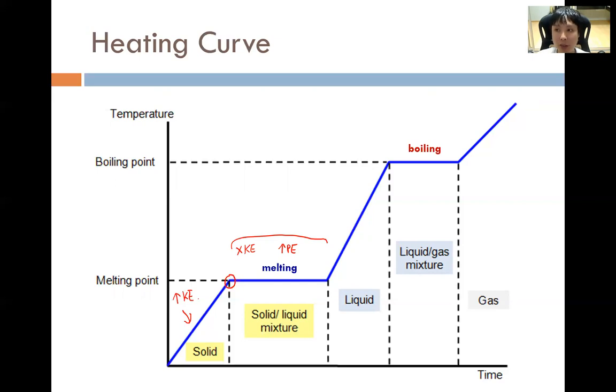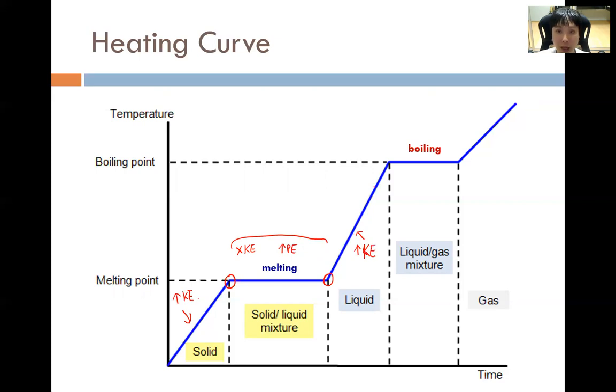Now, when the solid has fully melted, it will reach this point, and the entire substance is now in the liquid state. As you continue to supply heat, the temperature will continue to rise, and there will be an increase in the kinetic energy of the liquid state.